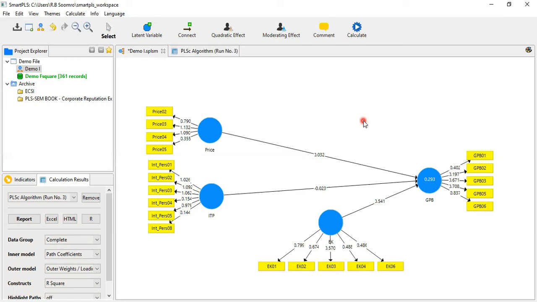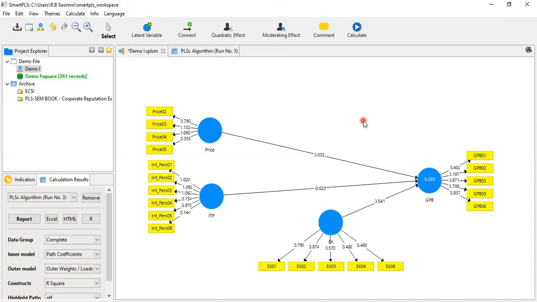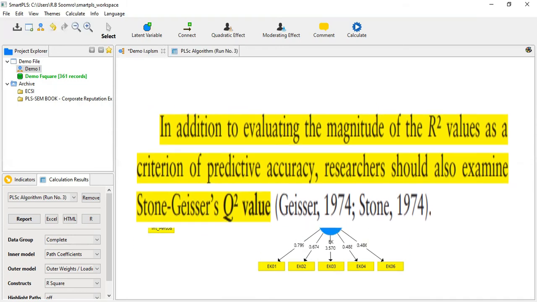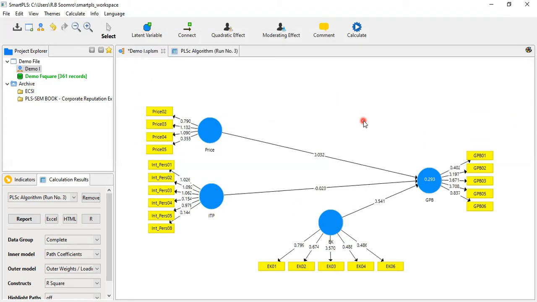Okay. So the next step is blindfolding and predictive relevance, Q square. Again, let's have some theoretical perspective. In addition to evaluating the magnitude of R square values, as I have already done, there's a criterion of predictive relevance. Researchers should also explain the Stone-Geisser Q square. So along with the R square, we should also focus on the Q square.